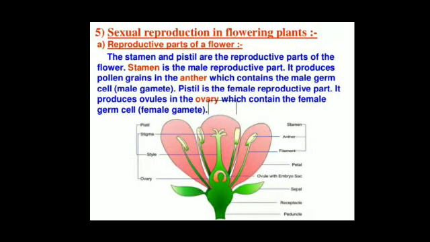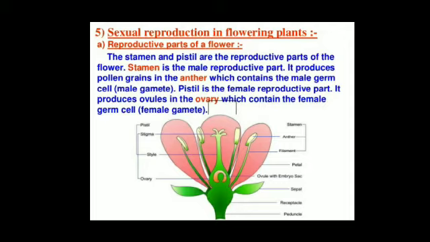Next is sexual reproduction in flowering plants. As you know, plants have flowers, and a flower has two parts. First is reproductive parts and the other one is accessory parts. So the reproductive parts of a flower are stamen and carpel or pistil. Carpel and pistil are synonymous terms. So stamen is the male part of a flower and it has two components. First is filament and second one is anther.